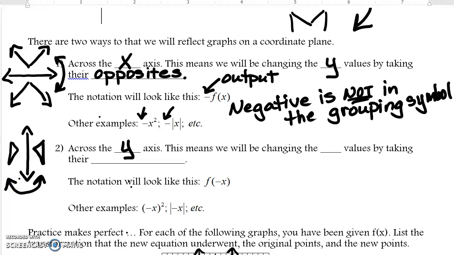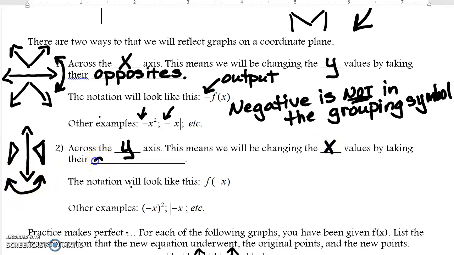That looks like a little smiley face. So every point on the left side would have its matching point on the right side. So think about what would be changing if I went left to right. This is what we refer to as an input change. Remember, left to right, input, our x value, would be changing.